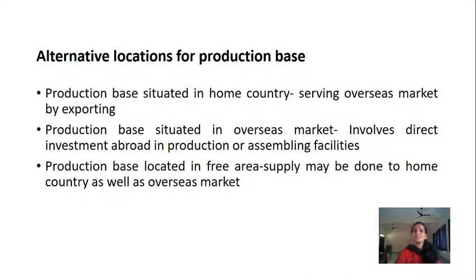Now there are three alternative locations for the production base. One is a production base situated in the home country: you produce in the home country, then export overseas. Another is a production base situated in an overseas market: your production plant is in a foreign country and you serve the customers abroad there itself. The third is that your production plant may be based in a free area, not in the home country, a totally different area, from where you supply goods to the home country as well as to the overseas market.